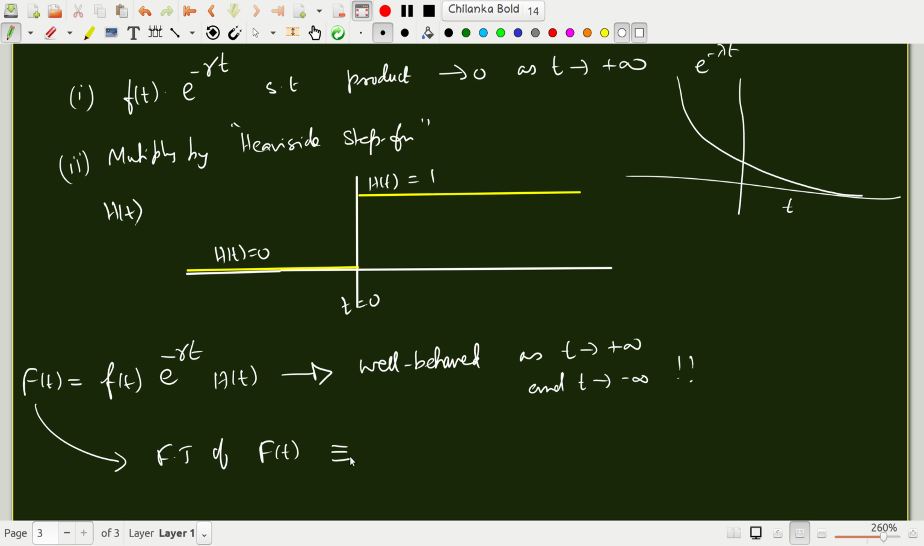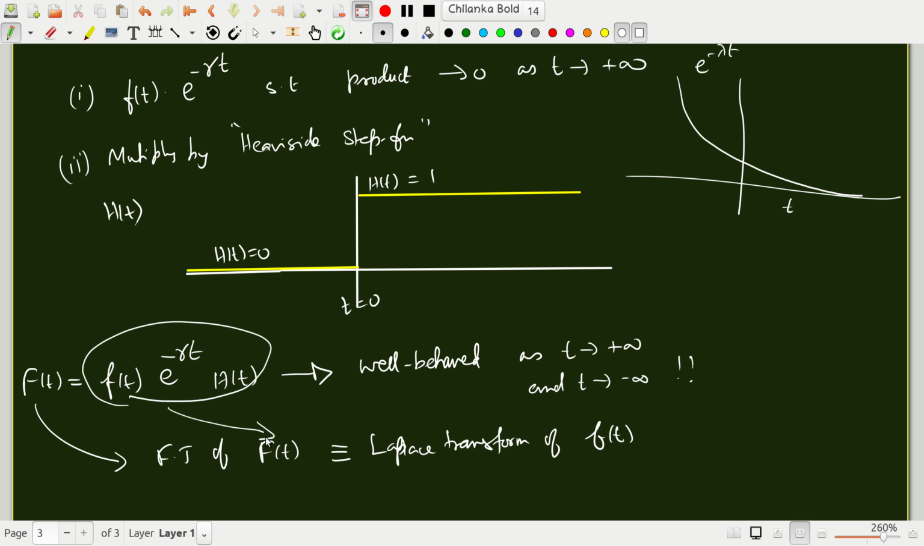Now that is defined as the Laplace transform of small f of t. Remember that small f of t was that not so well behaved function for which we could not define the Fourier transform. So we could take the Fourier transform of capital F of t, which is small f of t times e to the minus gamma t times h of t. The Fourier transform of capital F of t, this combination, is defined as the Laplace transform of small f of t. That is the definition of the Laplace transform.